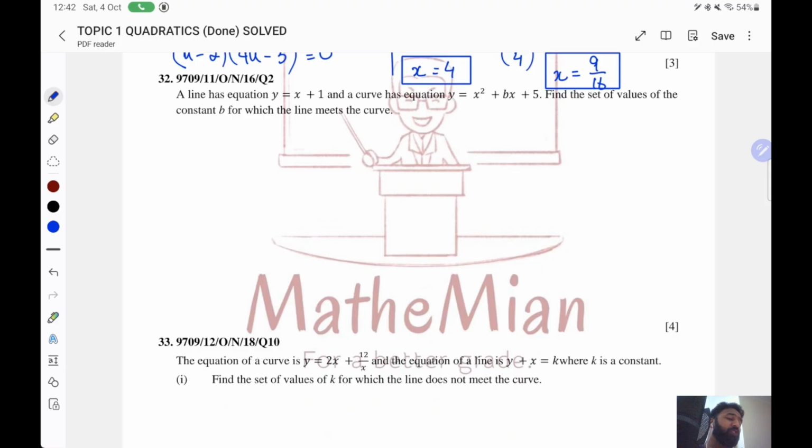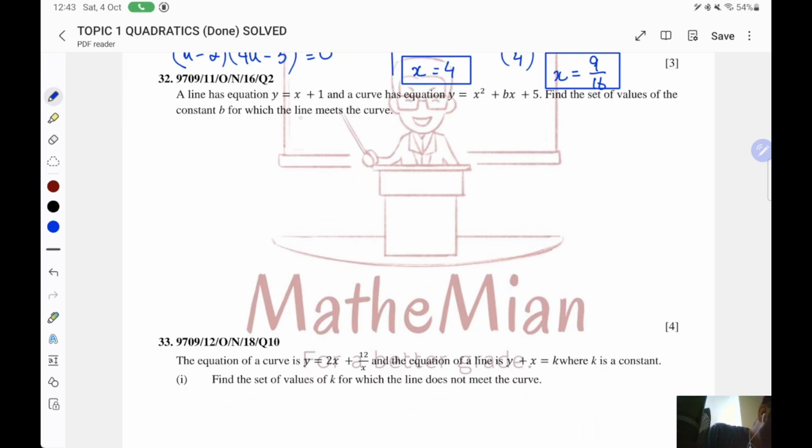October November 2016, question number 2, paper 1-1. It says a line has equation y equals x plus 1 and a curve has this equation. Find the set of values of the constant b for which the line meets the curve.